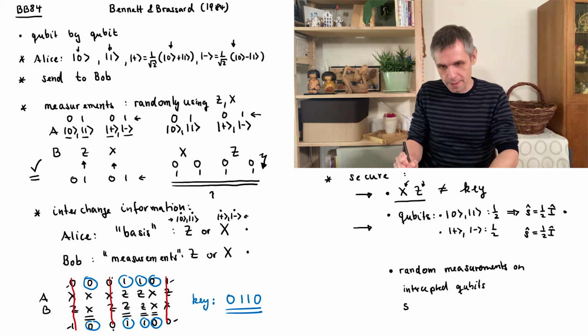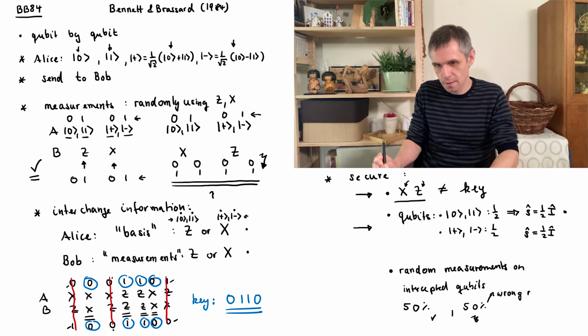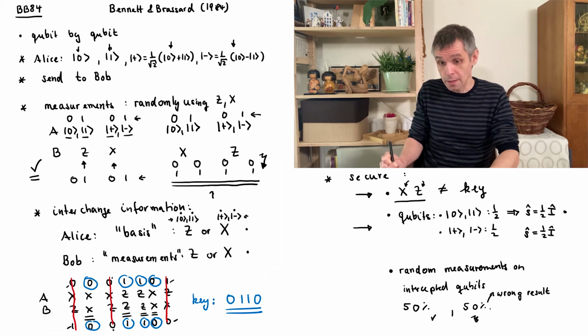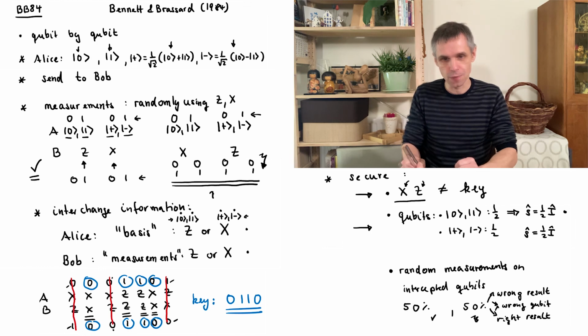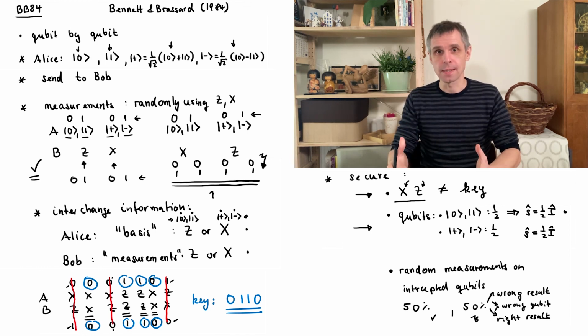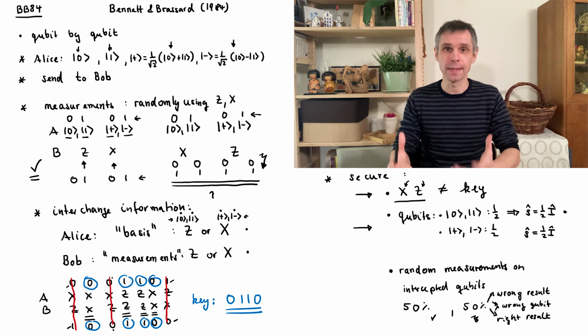So in 50% of the cases, they will indeed guess the correct observable. But in the other 50%, they use the wrong observable. And again, in half of these cases, they get the wrong result. But that's not even the key point, because even if they obtain the right result, they might still pass on the wrong quantum bit to Bob. Now this will happen exactly in 25% of the cases. And what this results in are simply some errors in the key shared between Alice and Bob.